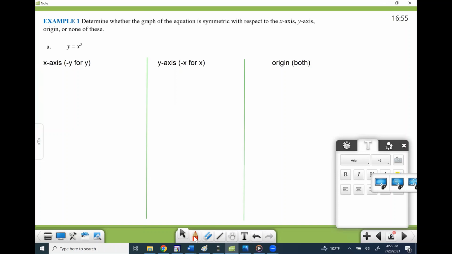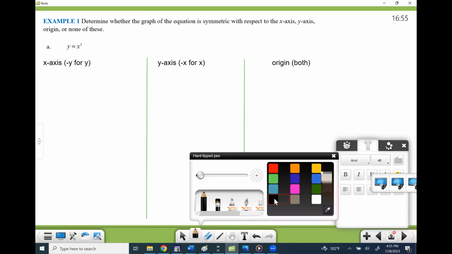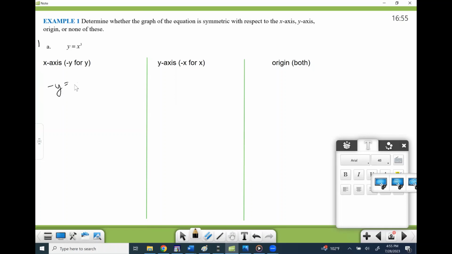All right, so here we go. We're going to go ahead and substitute in -y. Now we want to ask ourselves, does this match the original? That's going to be the thing we're going to ask every time. Does this match the original? Okay. Well, clearly, no. And there's no way to make it match the original here. Okay. All right. So then let's go over here and try substituting in a -x for the x.